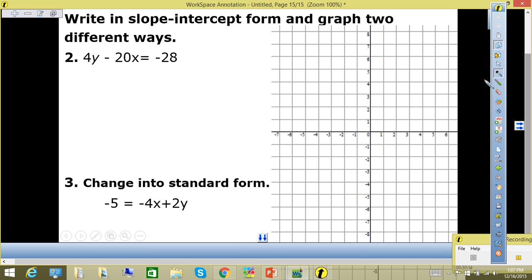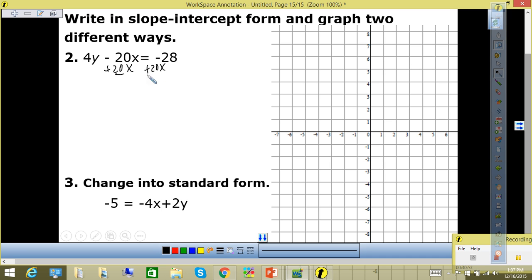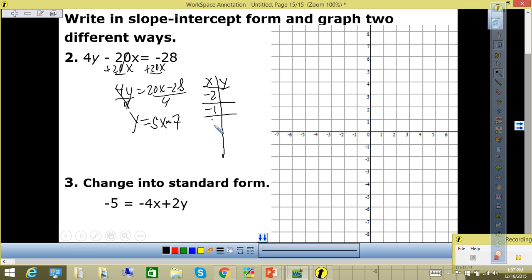Okay, so I'm going to start with the first way I showed you, which is graphing with slope-intercept using the table. That's the first way that we started graphing, didn't we? So let's solve for y. I add 20x to each side. 4y equals 20x minus 28, divided by 4. y equals 5x minus 7. And then from there, we get a table going. The domain is from negative 2 to 2.